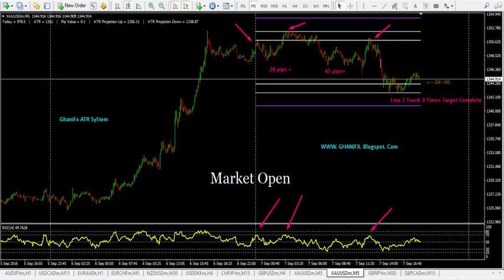Take profit levels. When you go long from the lower ATR zone, use high 3 or high 2 as your first take profit level for conservative exits. When you sell from the higher ATR zone, use low 3 or low 2 as your first take profit level.